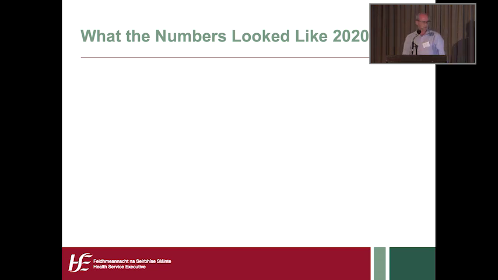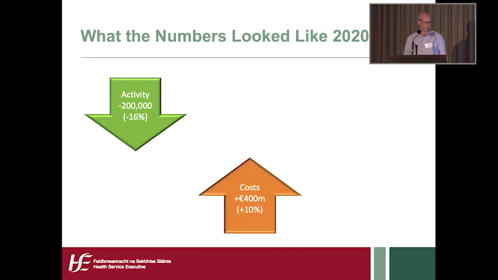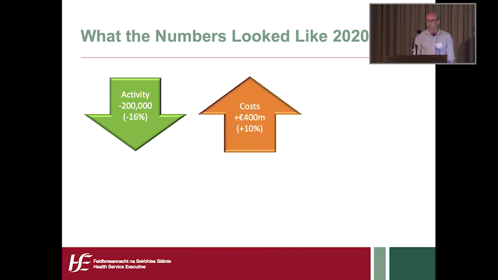So what the numbers looked like in 2020: activity figures are down in the region of 200,000. There's a bit of debate on that. I think it's about 250,000 in the acute hospitals, but if you add back in what was displaced to the private sector, it's probably around 180, 190,000. But a 16% decrease in activity year on year. Costs were up 400 million.